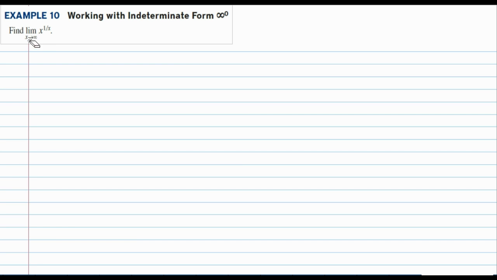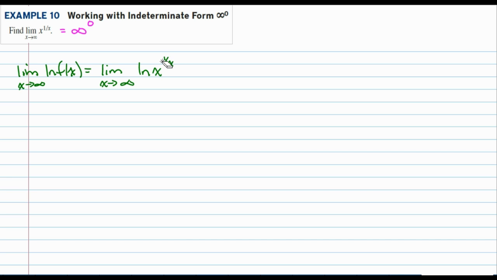Well, if I think about what happens as x approaches infinity, x is going to become infinity, 1 over x is going to become 0, so we do have infinity to the 0. So we have an exponential indeterminate form, so let's start by taking logs. I'm going to find the limit as x approaches infinity of the natural log of our function f of x, which is the limit as x approaches infinity of the natural log of x to the 1 over x.